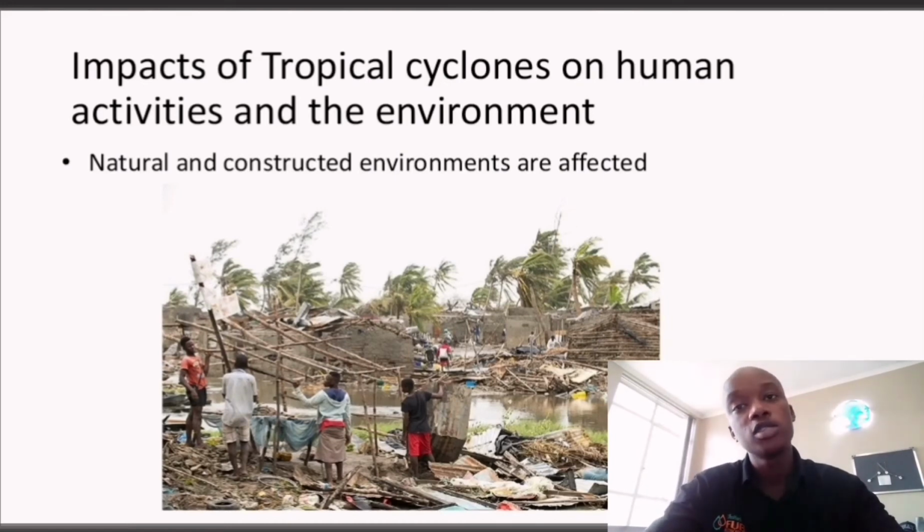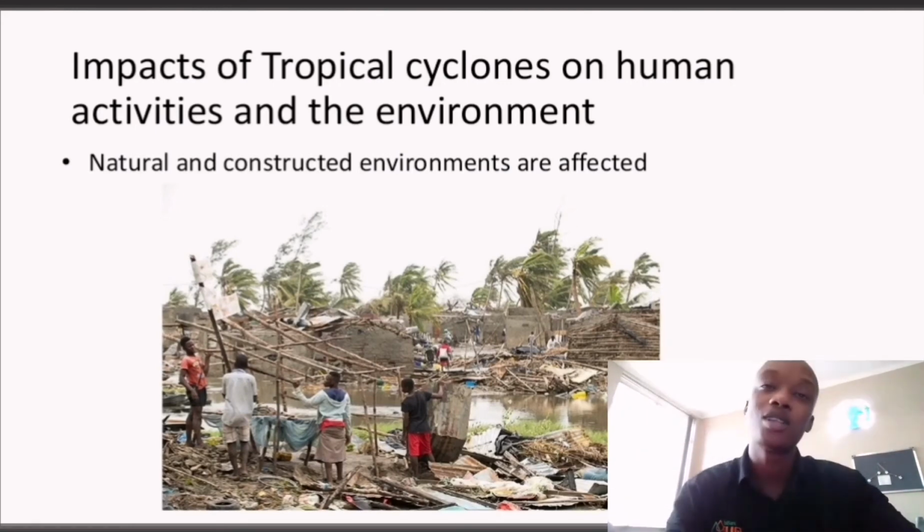When we talk of constructed environments, we talk of the environments that are created by humans. We talk of the cities, the townships, harbors, the airports. All that was created by humans to actually better our lives. So tropical cyclones have a negative impact on human activities. When we talk of human activities, we are talking of things that people do on a daily basis.